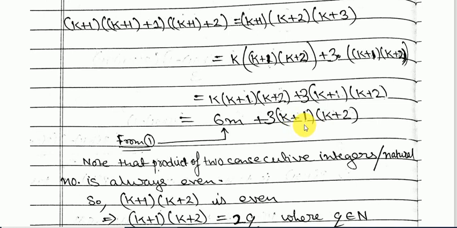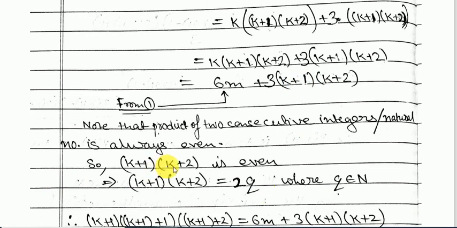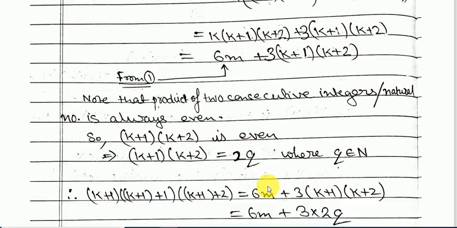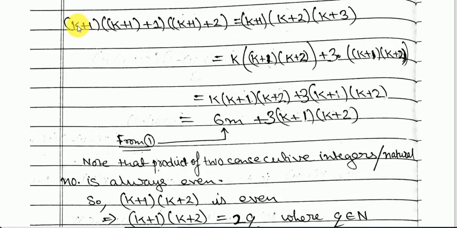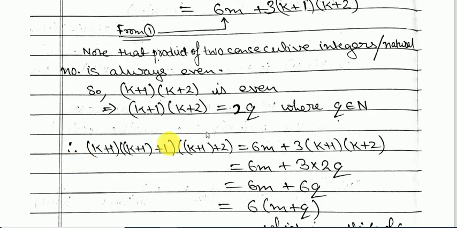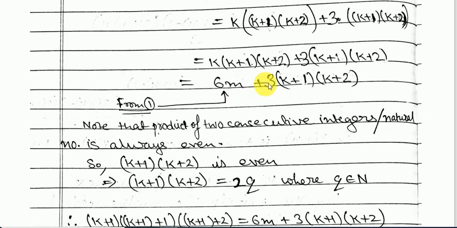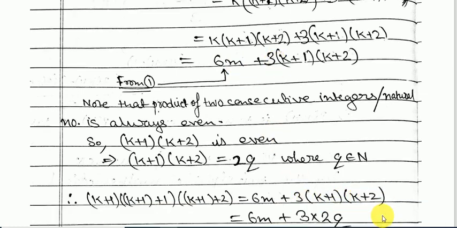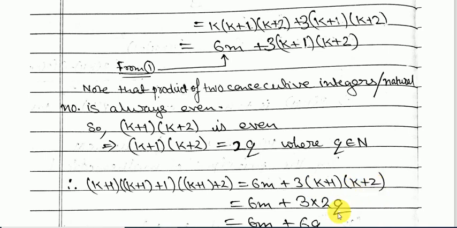Yes or no? So k plus 1 into k plus 2 is even, which implies k plus 1 into k plus 2 is nothing but 2 times something. That something will be q, and q will be a natural number. Then this whole expression will be equal to 6m plus 3 into k plus 1 into k plus 2. But k plus 1 into k plus 2 is what? 2q, because the product will be even, that means 2 times something, so you got 2q.